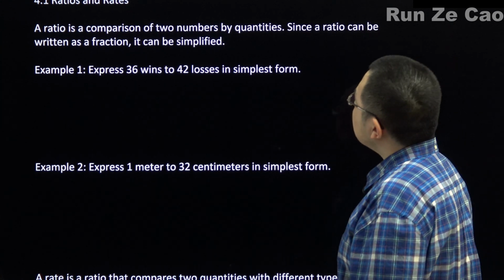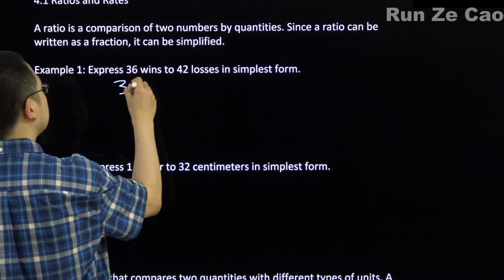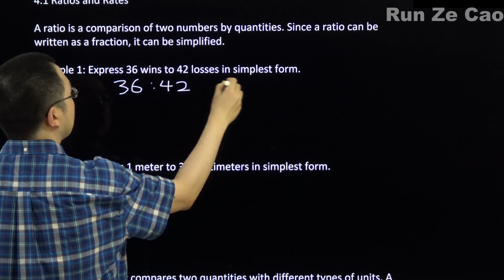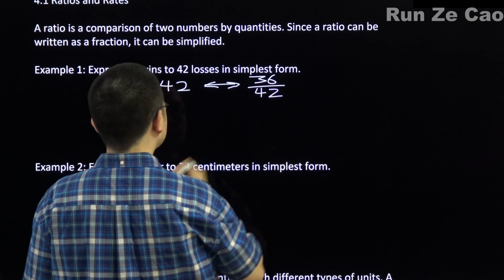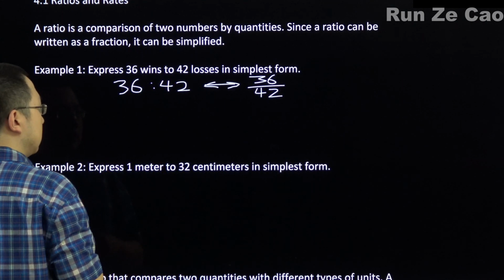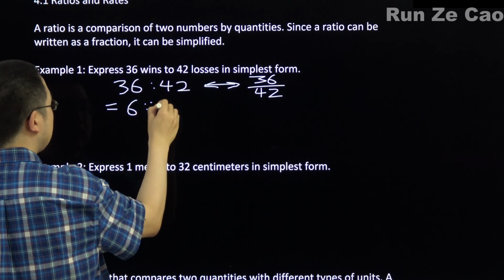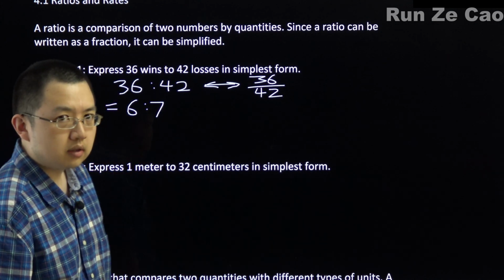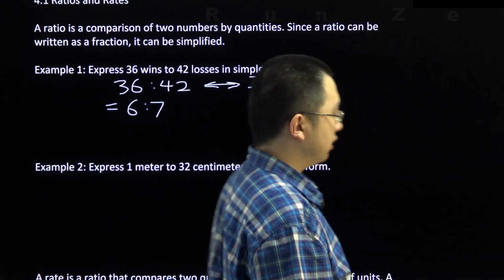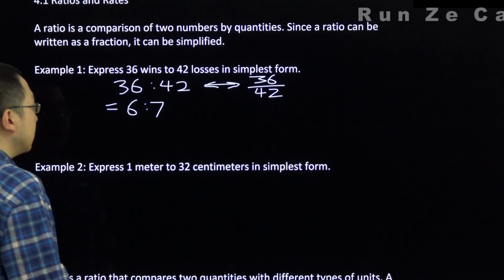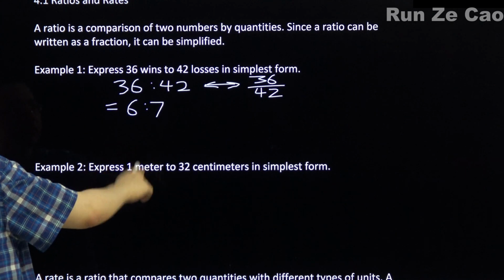Let's express 36 wins to 42 losses in simplest form. 36 to 42. You can also think of this as 36 over 42. We see that both are multiples of 6, so it's equal to 6 to 7. Are there units? Well, you could say 6 wins per 7 losses, but really, since these are games, it's going to be 6 games over 7 games.